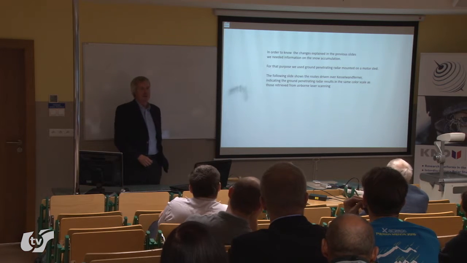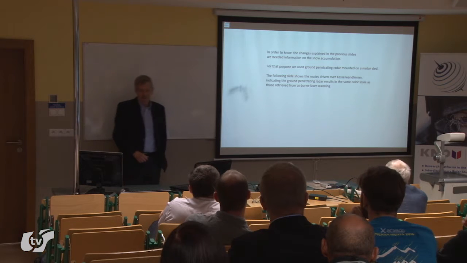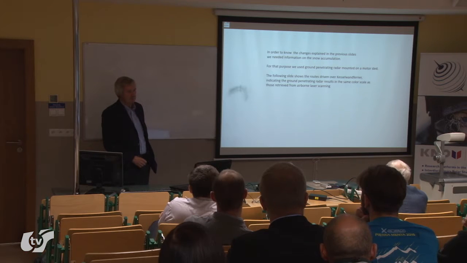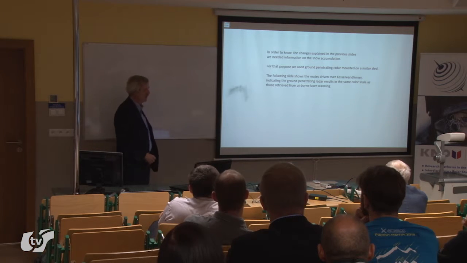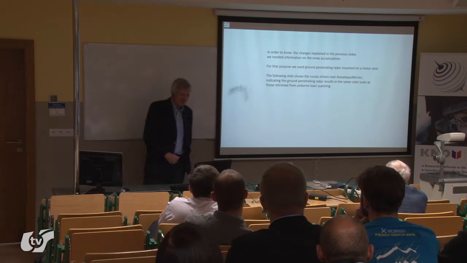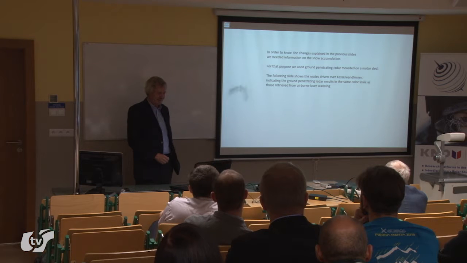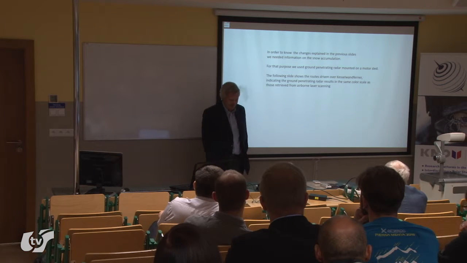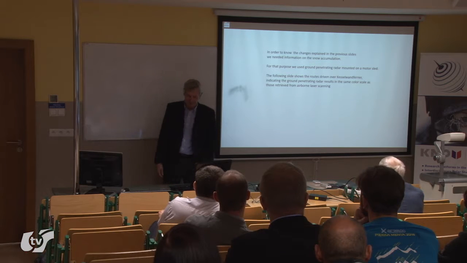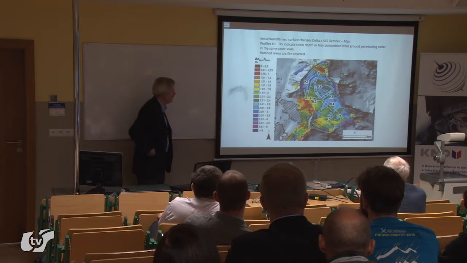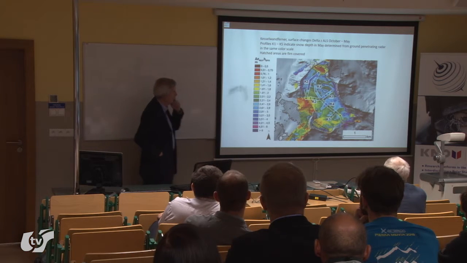So that means if we want to interpret or analyze laser scans, we need to have more information: information on the accumulation, information on the ice motion, and information on the settling. The snow accumulation was determined by using geo radar, ground penetrating radar mounted on a motor sled, and in the following slide we see the results of one of these campaigns.